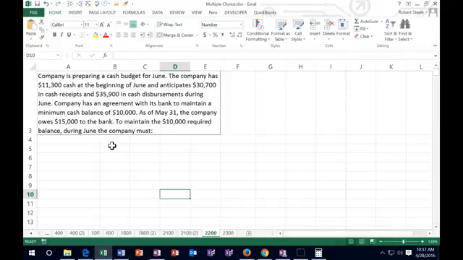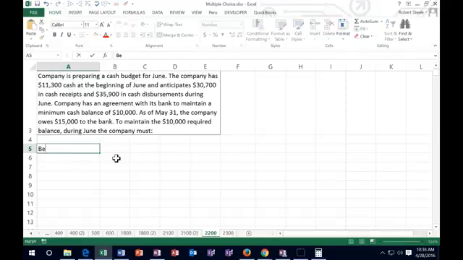So as we read through it, I'm going to list out the data and punch that into Excel so we might be able to record that information. So I'm going to read it from the top now. Company has prepared a cash budget for June. The company has $11,300 cash at the beginning. So I'm just going to say, all right, beginning cash. And I'm just going to say beginning balance. We're talking about the cash account, so we'll just say the beginning started off with $11,300.